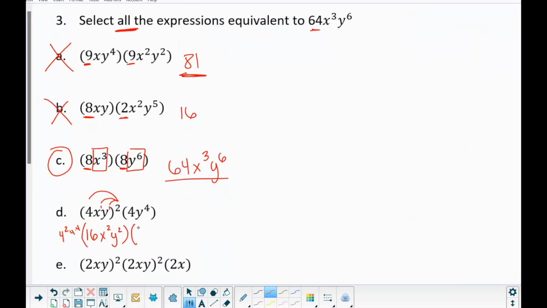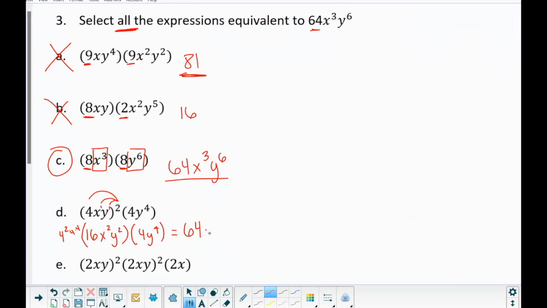And then we're going to keep 4y to the fourth the same. And now we're multiplying the 2 terms, so we're going to be adding the exponent. So 16 times 4 is 64, so that's a good sign.